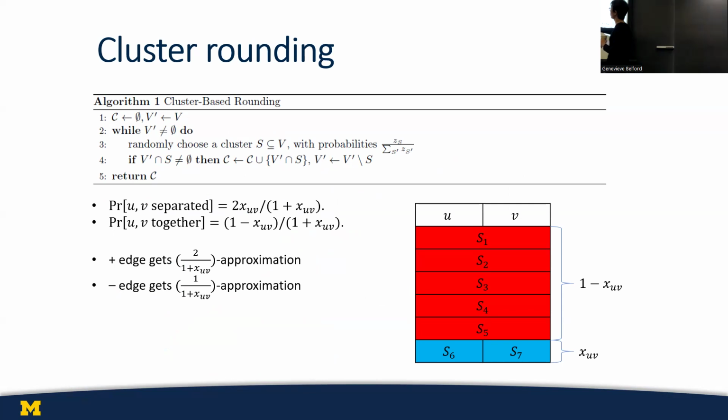So in the worst case, you get a 2 approximation. If X_UV is very small, close to 0, then you're going to get a 2 approximation for that edge. That edge is already a 2 approximation.